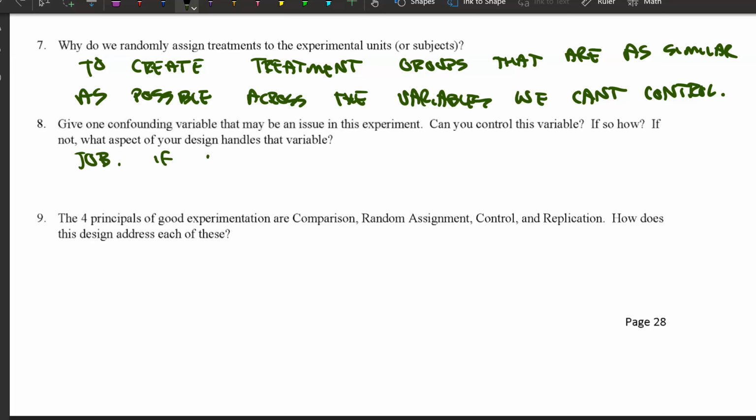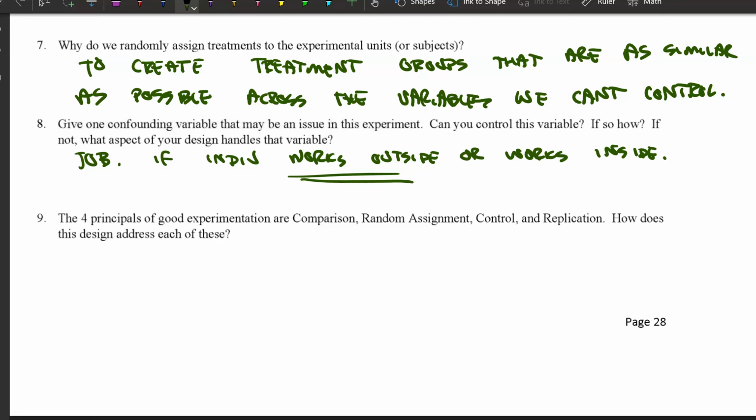Like if an individual works outside or works inside. Maybe it's wintertime. And if you work outside, then you're outside in the cold all day. Maybe you've got a better chance of getting a cold. And if you work inside, maybe you don't. So that's a variable that could be a problem. Can we control this variable? No, we can't really control the jobs of the subjects. So no, can't control.